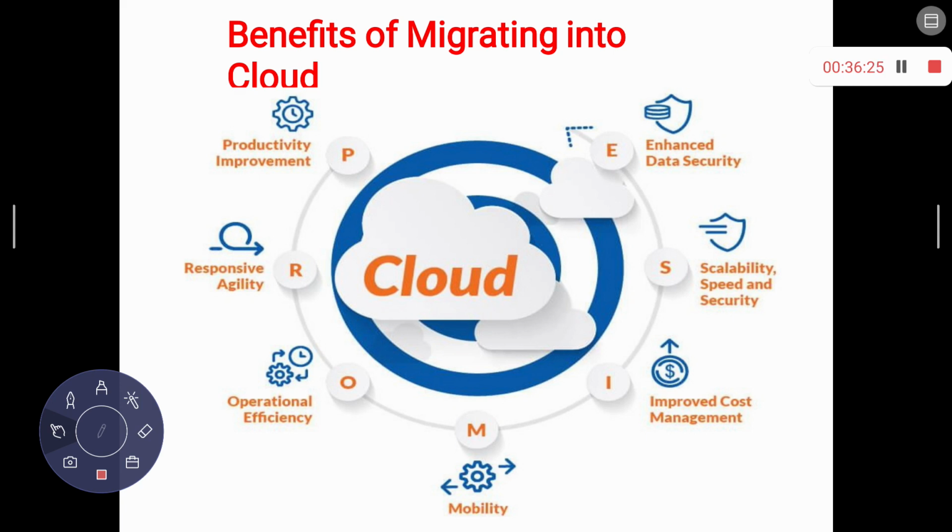This is the effect of cloud. Understood? This is what the agility concept is. Okay. Then productivity automatically improves. Okay, because of this virtualization.